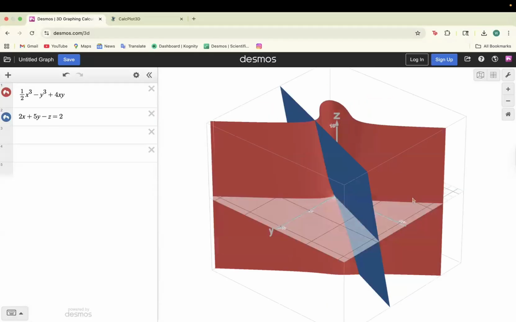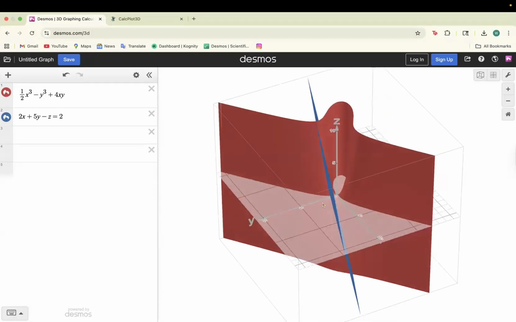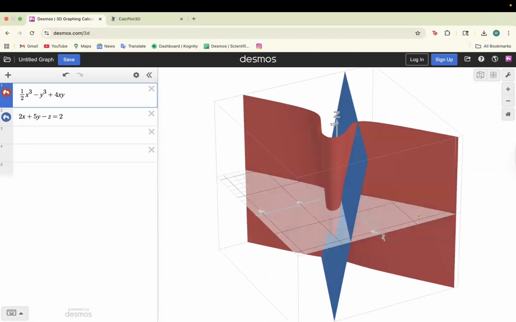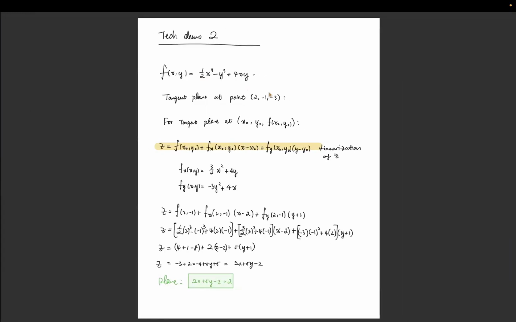And this is the tangent plane after a calculation. And I will show you how I computed the tangent plane at this certain point of this graph. So let's take a look at it.